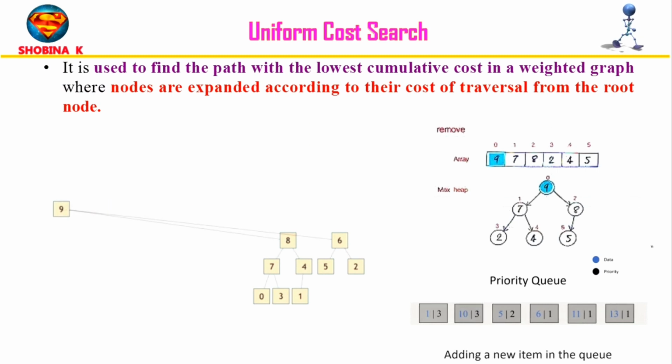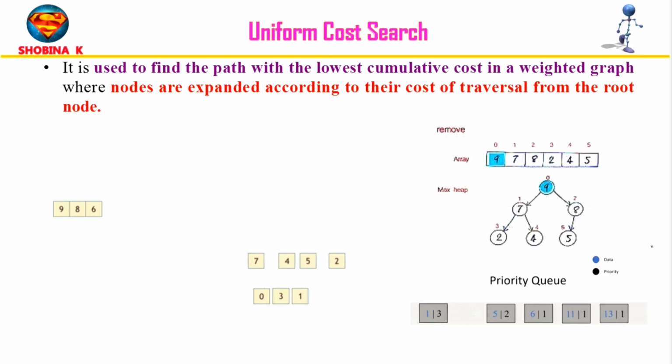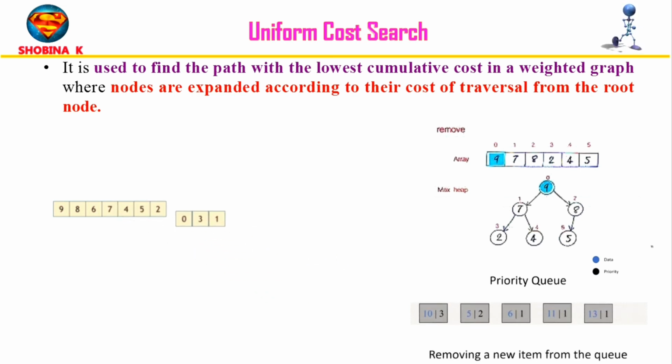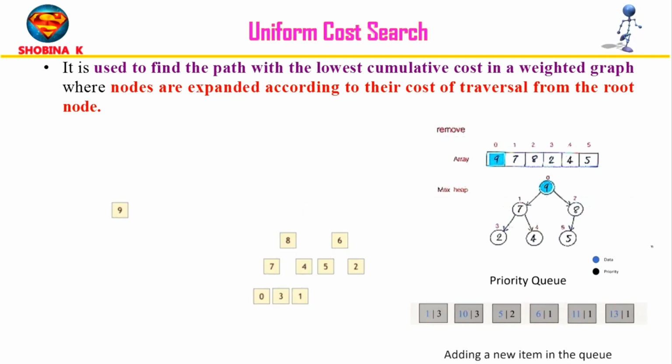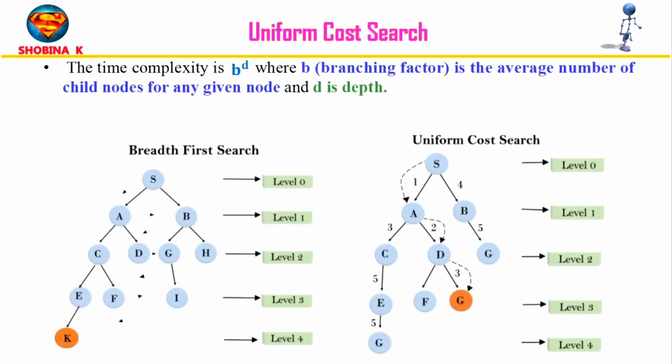The main goal of this algorithm is to fetch the goal node and find the true path, including the cumulative cost. The expansion takes place on the basis of cost from the root, and this algorithm is implemented using a priority queue. This algorithm does not care for the number of steps, so it may end up in an infinite loop. The time complexity for this algorithm is denoted as b to the power d, where b is the branching factor, which is the average number of child nodes for any given node, and d is depth.